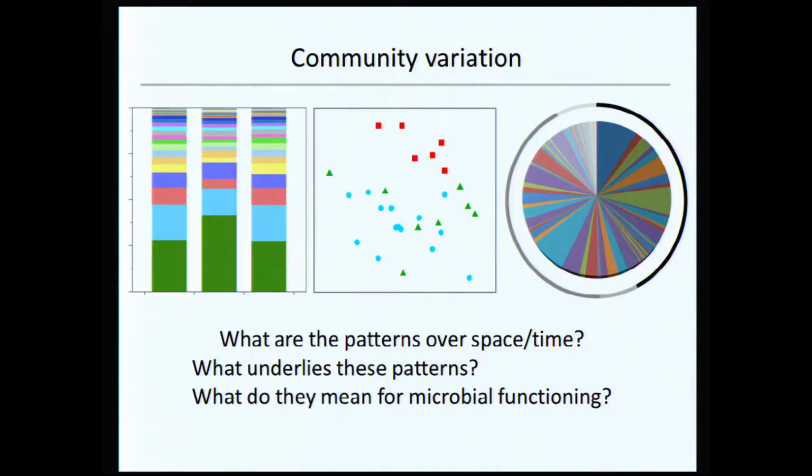You may not think of yourselves as a biogeographer, but if you study community variation and look at plots such as this, where you're looking at the taxonomic variation of a microbiome community, then biogeographers want to understand what these patterns are over space or time. What are the ecological and evolutionary processes that underlie these patterns? And ultimately, a lot of us are interested in biogeography to understand what these patterns mean for the functioning of a microbial community.